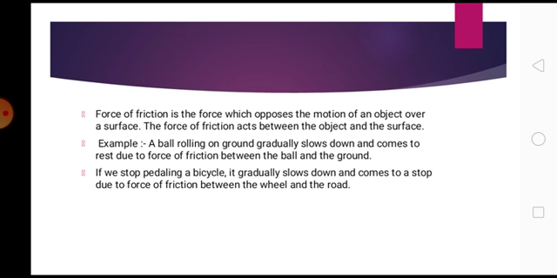We see some examples. A ball rolling on the ground stops or slows down due to the force of friction between the ball and the ground. So when we kick a ball, after some time it stops because friction is applied from the opposite direction of the ball. If we stop pedaling a bicycle, it gradually stops or slows down because the force of friction continuously acts from the other side. That's why when we don't apply force, it stops.